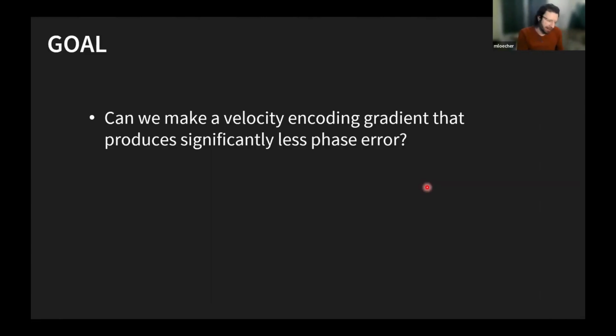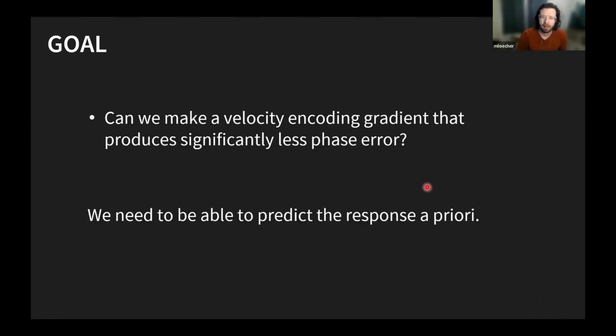So our goal, rather than changing the TE by a lot to find a place to play anything or changing the timing, is: can we change our velocity encoding gradient, or any of our gradients, to produce less phase error? But before that, if we want to do this prospectively, we can't just be measuring and correcting the field with the field camera. We need to be able to predict the response a priori.